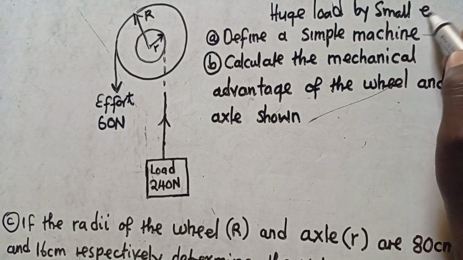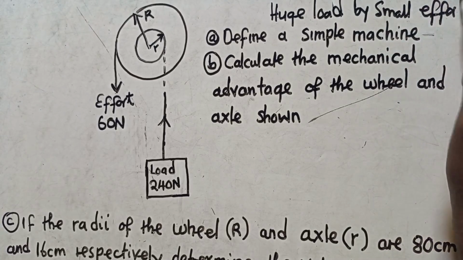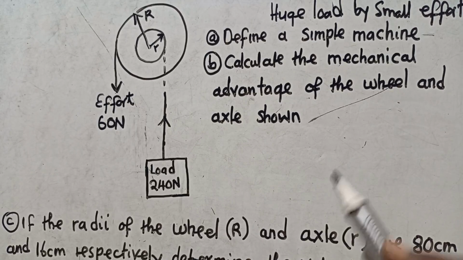Small effort. So if a question was to come in an exam, what is a simple machine? A simple machine is a device used to overcome a huge load by using a small amount of effort. As simple as that. We now move on to the next question.